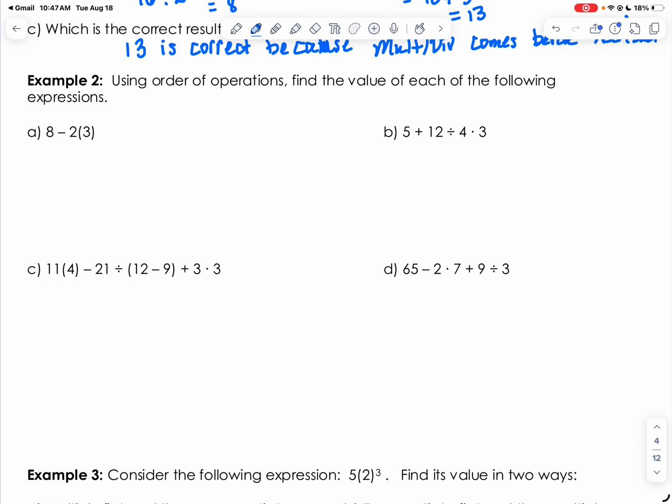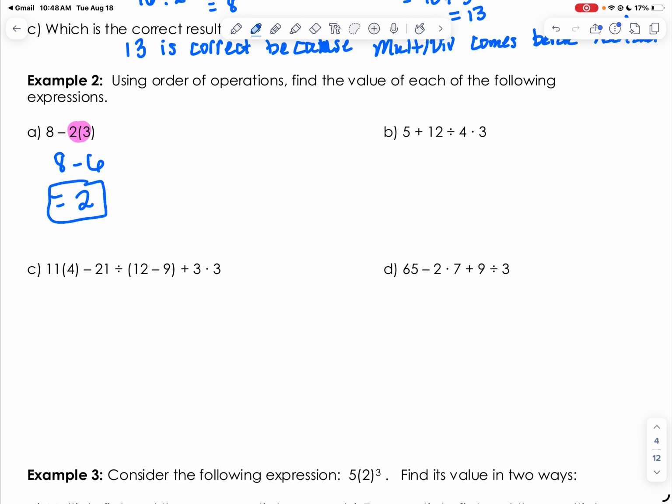So in example 2, it says, using order of operations, find the value of each of the following. So we have 8 minus 2 times 3. So in this problem, we have subtraction and multiplication. So because multiplication is considered the stronger of the two operations, we'll do the multiplication first. So let me highlight what we're going to do first. So if I do the multiplication first, 2 times 3 would be 6. And then I can perform the subtraction. So 8 minus 6 would give me 2.